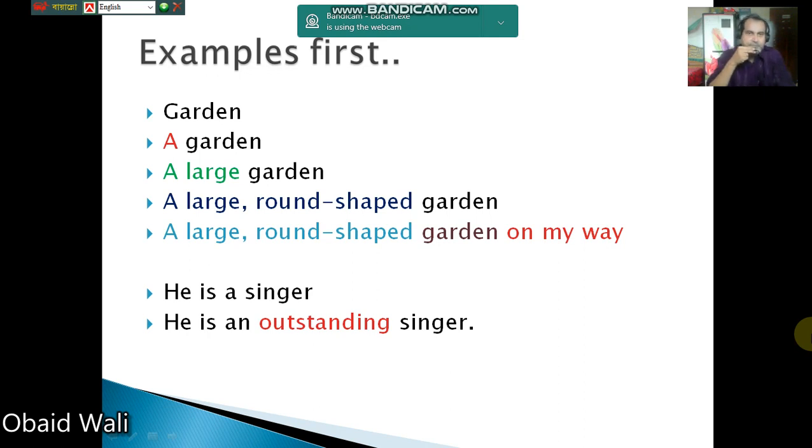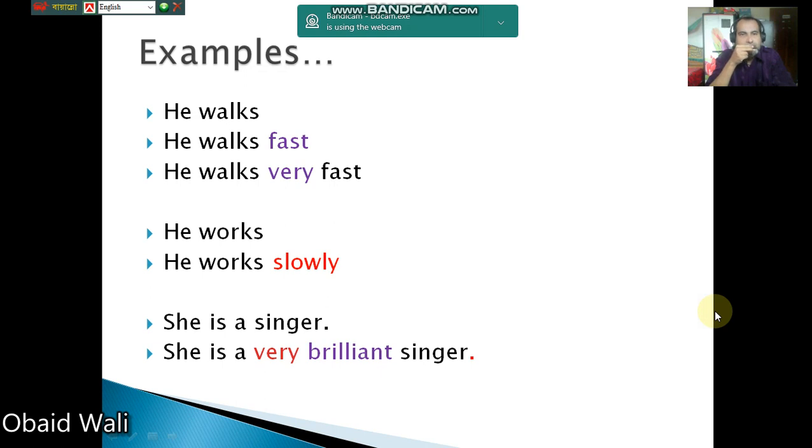Another example, he is a singer. It gives you a piece of information. Then again, he is an outstanding singer. Outstanding is added and you get some more information about him. In the next slide we see some more examples.